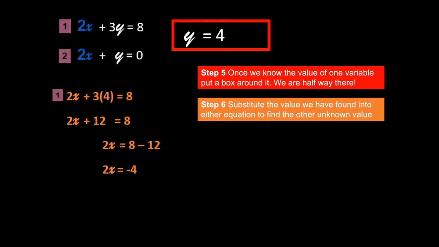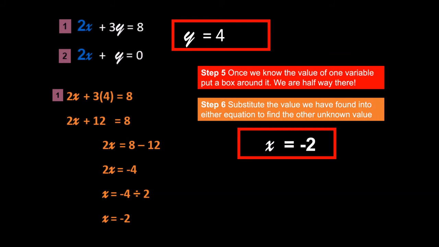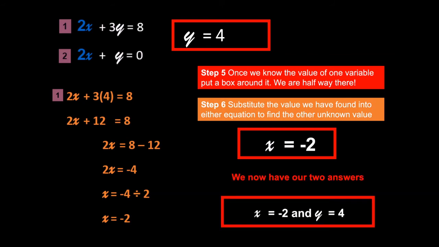And then to get the x completely on its own, we need to get rid of that 2, which is multiplying the x. So the opposite of multiply by 2, we'll divide by 2. And that gives us x by itself must be negative 4 divided by 2, which is negative 2. We've got an answer for y. It's in that box above. We now have an answer for x. X is equal to negative 2. So we've got our answers. X equals negative 2 and y equals 4.